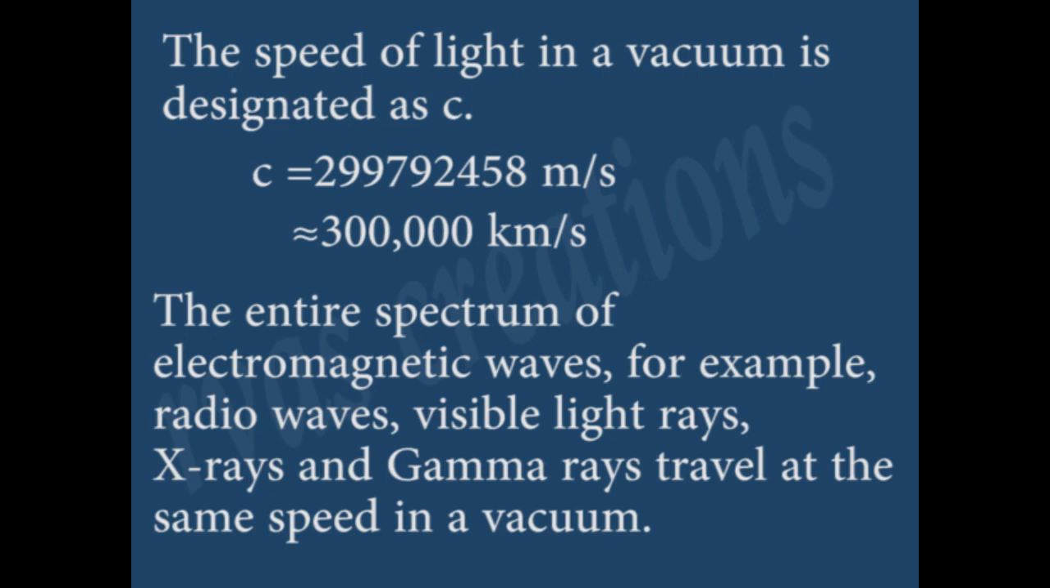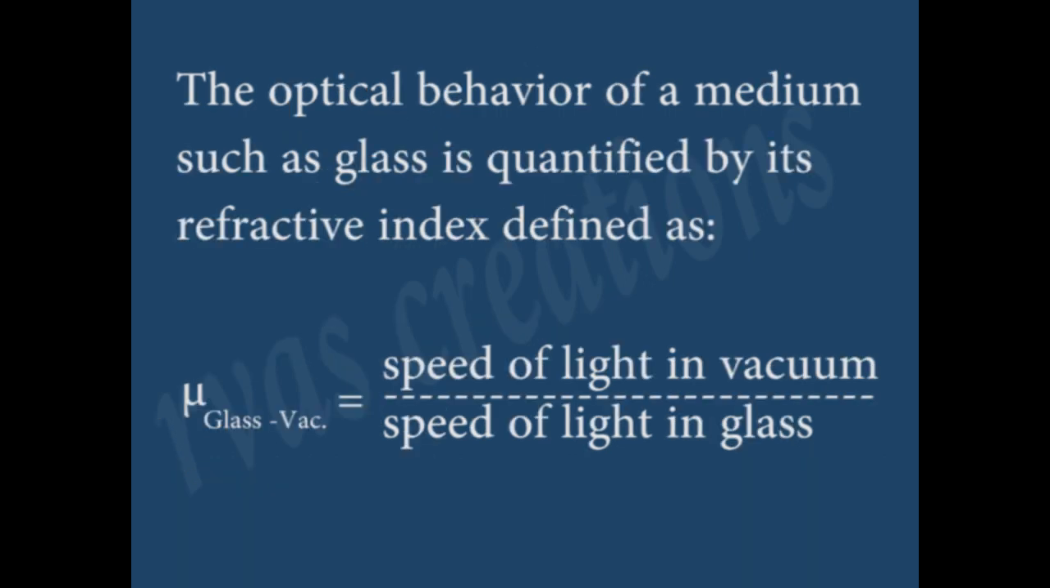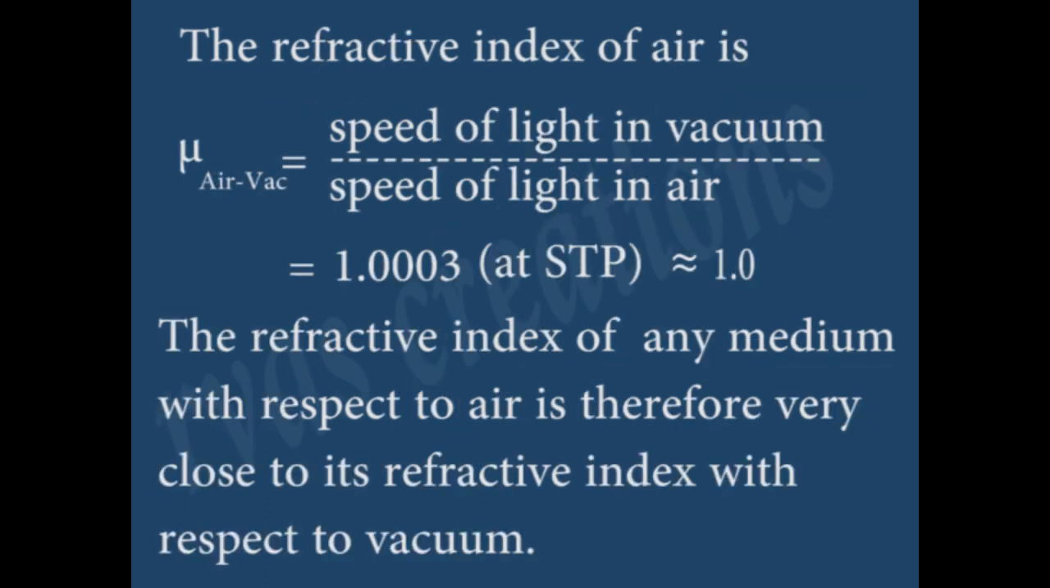The entire spectrum of electromagnetic waves, for example, radio waves, visible light rays, X-rays, and gamma rays, travel at the same speed in a vacuum. The optical behavior of a medium such as glass is quantified by its refractive index, defined as μ equal to speed of light in vacuum divided by speed of light in glass. The refractive index of air relative to vacuum is given by the speed of light in vacuum divided by speed of light in air. Its value is found to be 1.0003 at STP, that is at standard temperature and pressure.